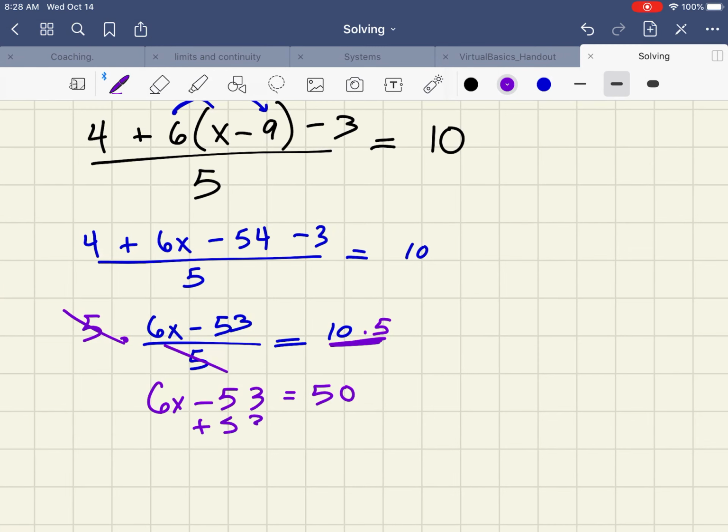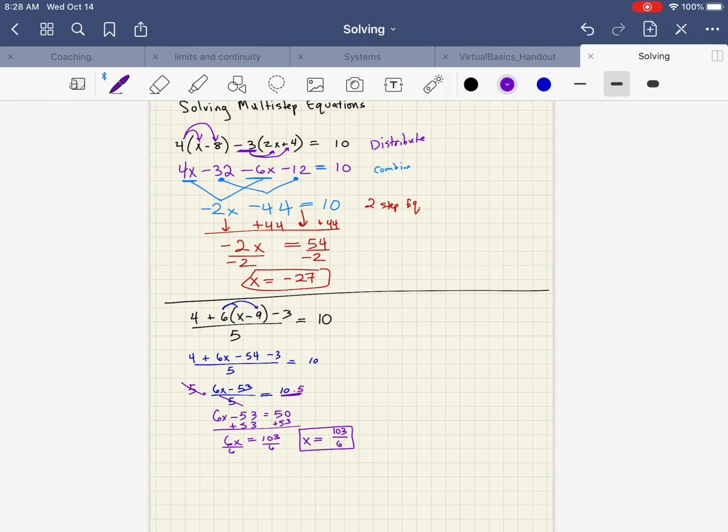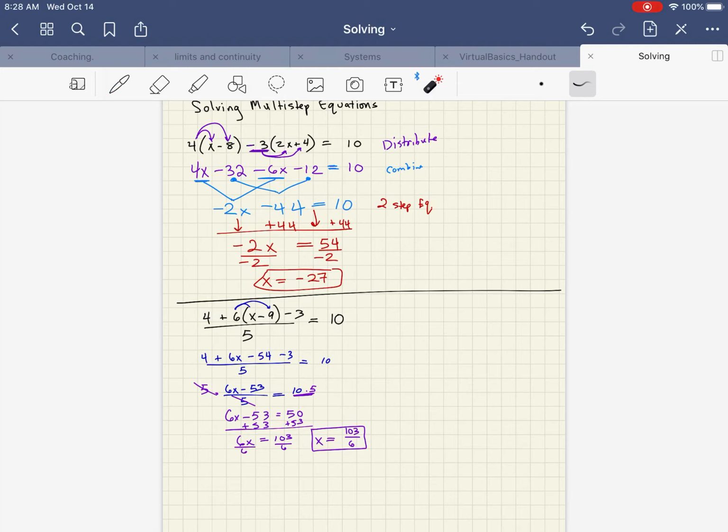If I add 53 to both sides, I get 6x equals 103. If I divide by 6, I get 103 over 6. And I'm pretty sure that does not reduce. So 103 over 6 is my answer. So that's just a couple examples of solving multi-step equations. And really, a lot of times it's distribute, combine, and then you're left with a much simpler problem.